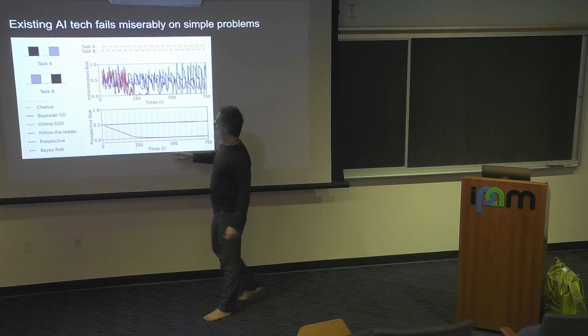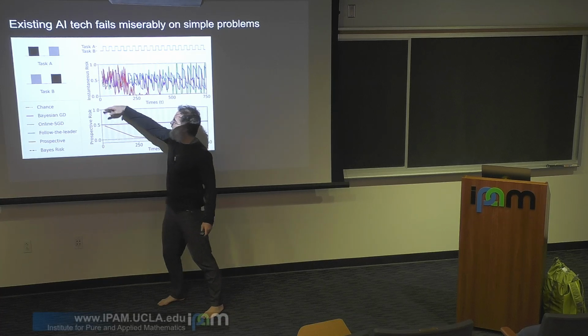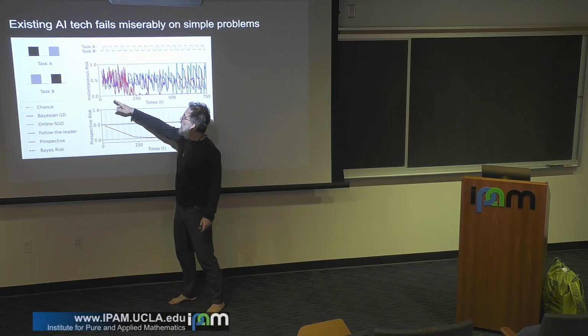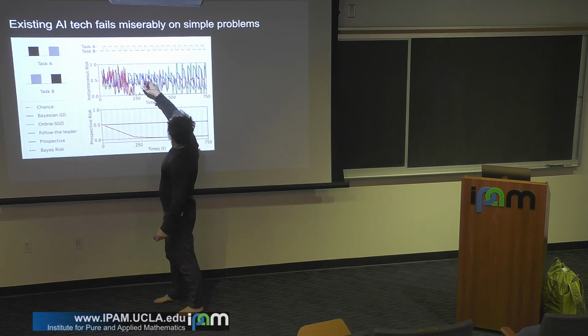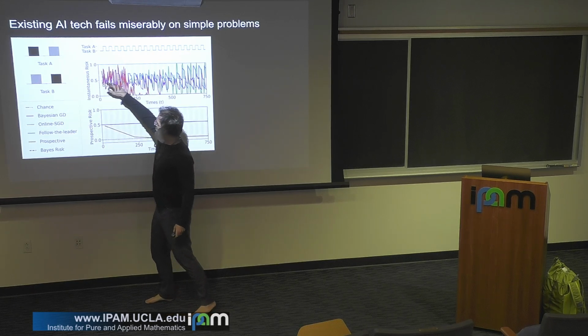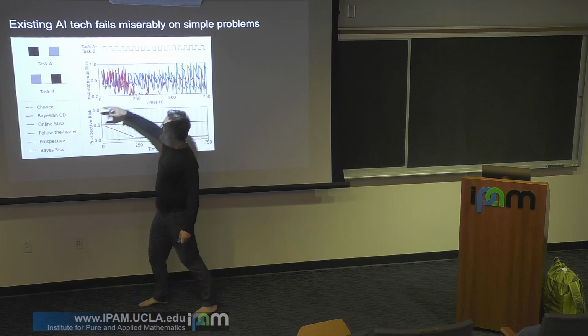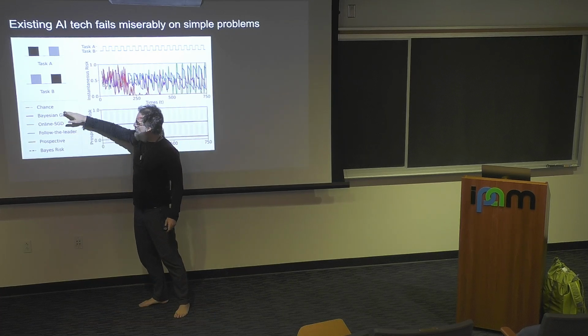So here we're going to compare the performance on instantaneous risk, basically the average error, over time on a bunch of different algorithms. Chance is 0.5. Oh, the chance line didn't show up right now, but it's 0.5. And here's a couple algorithms that we're comparing to.